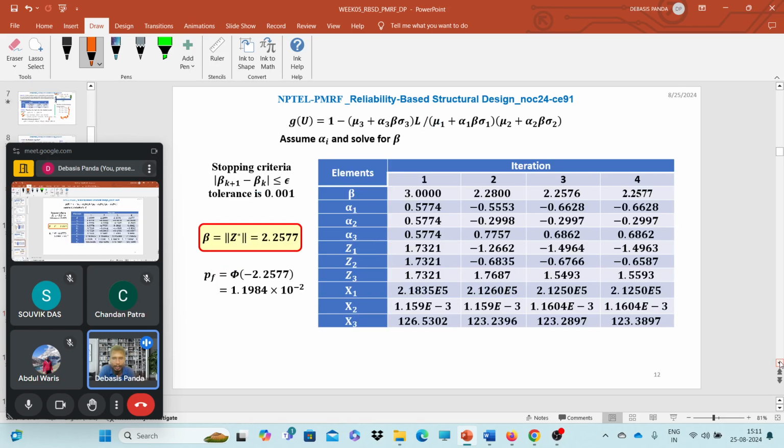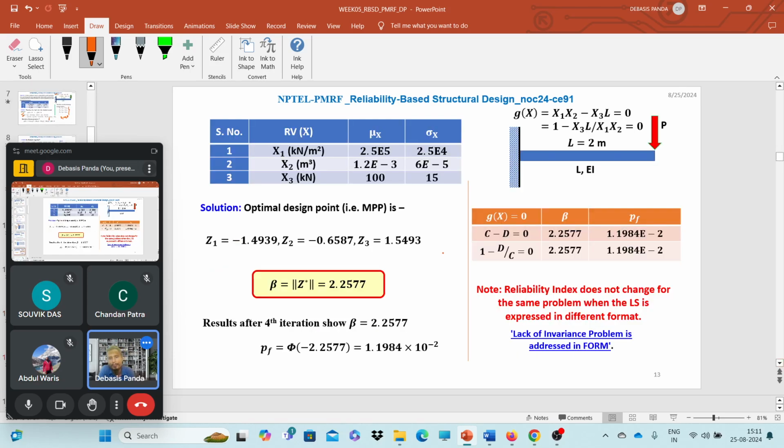And we have seen that if we change the limit state from c minus d to 1 minus c minus d, we are getting the same value of reliability index and the corresponding same probability of failure. That means the lack of inference problem was addressed. Okay. So this is the procedure for solving the first order reliability method using the Rackwitz algorithm.